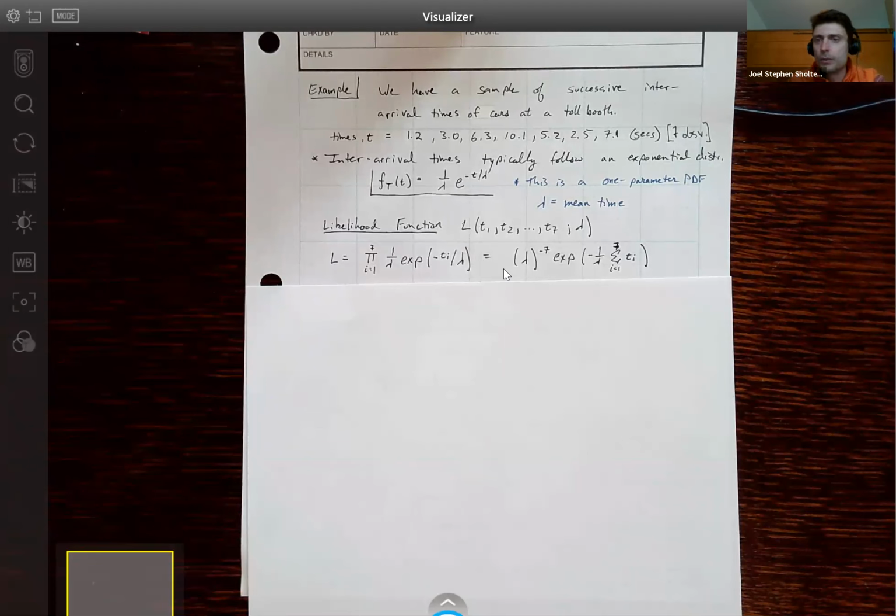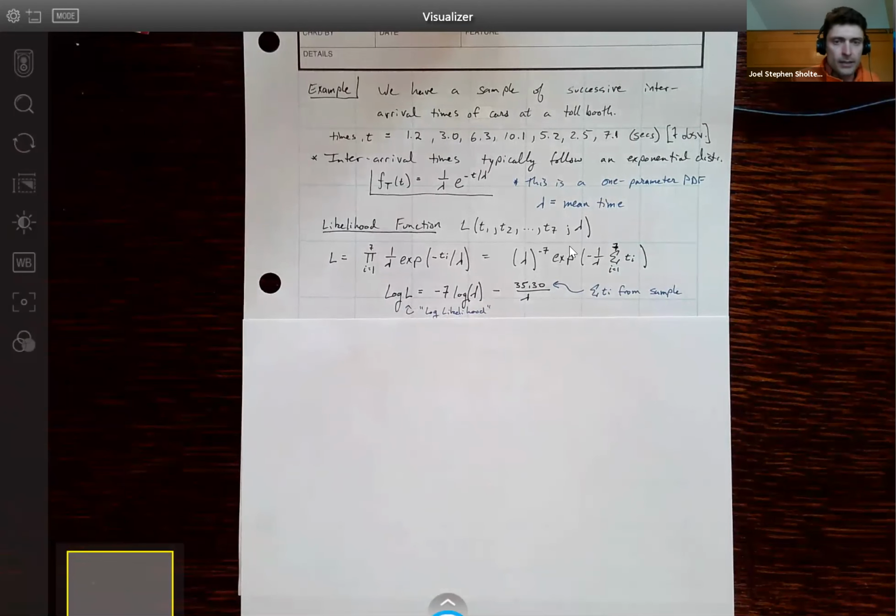When we do all those products together, that equals lambda to the negative 7, right? Because it's 1 over lambda, and we're multiplying it by itself 7 times. And when you do exp times exp times exp, you end up summing everything in the exponent. So it's lambda to the negative 7, exp of negative 1 over lambda times the sum of all of our times. That's in the exponent. So we just did the product 7 times, and this is what you get.